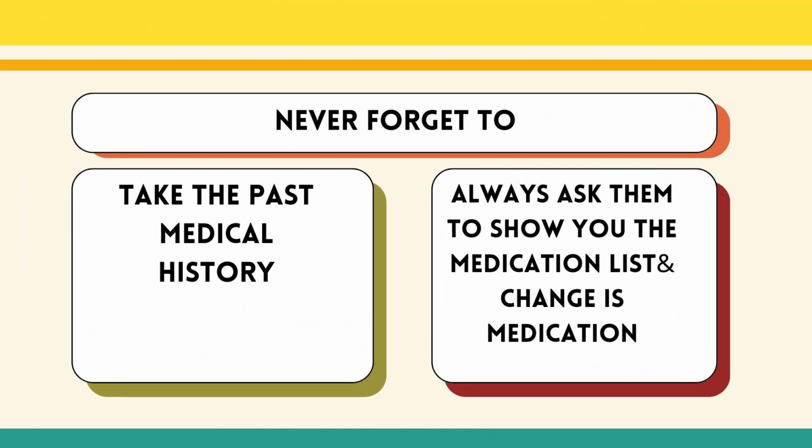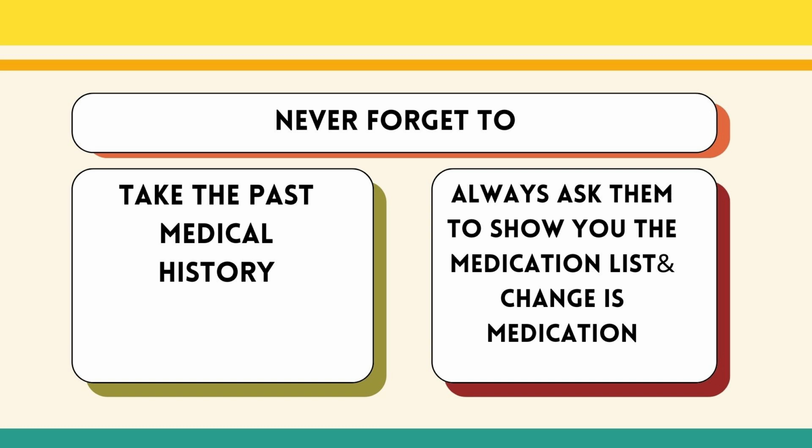And a very important next step is never forget to ask about the past medical history. Sometimes the patient will not give you past medical history, especially in the international center. The surrogates are not very prepared some of the time, and they may forget to tell you exactly what medical conditions they have had in the past. So always ask them to show you the medication list.